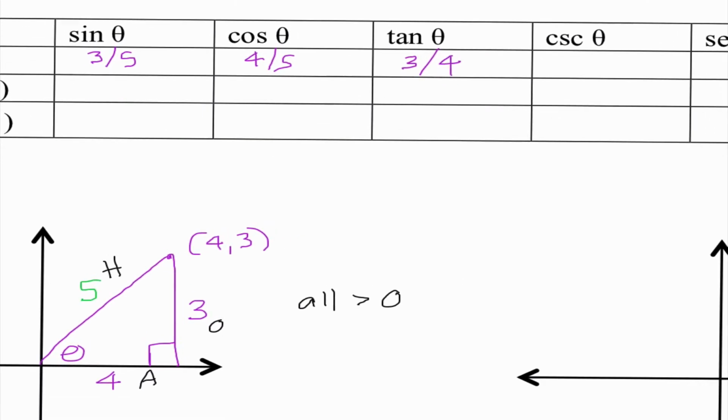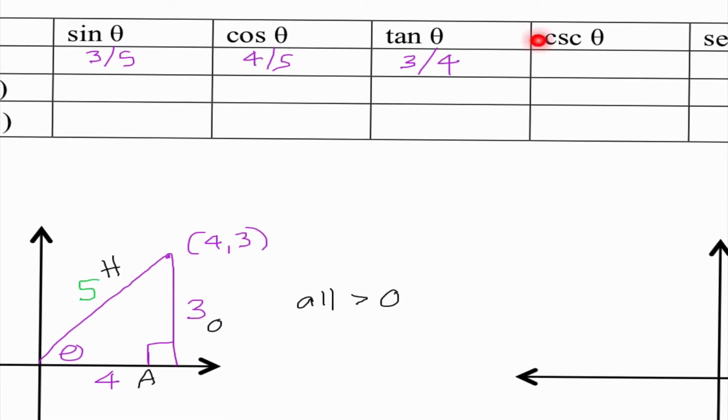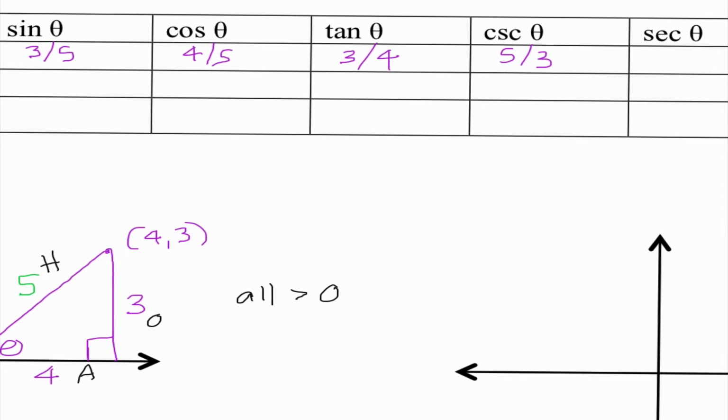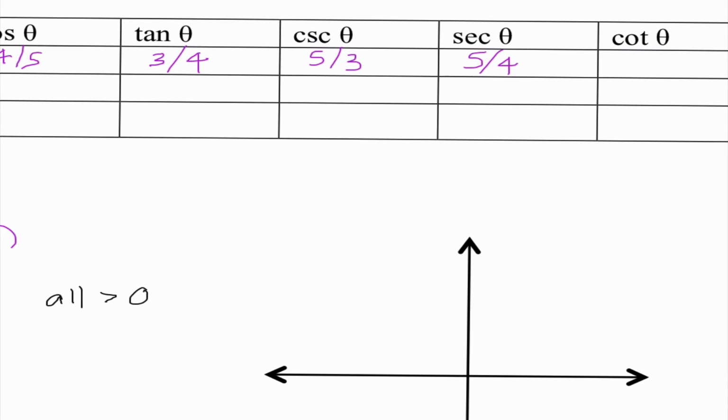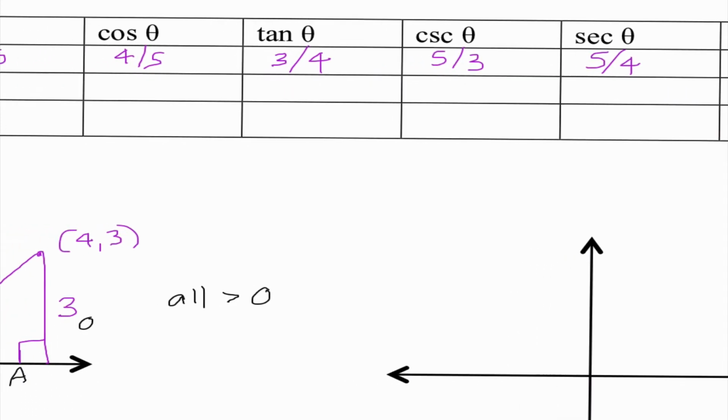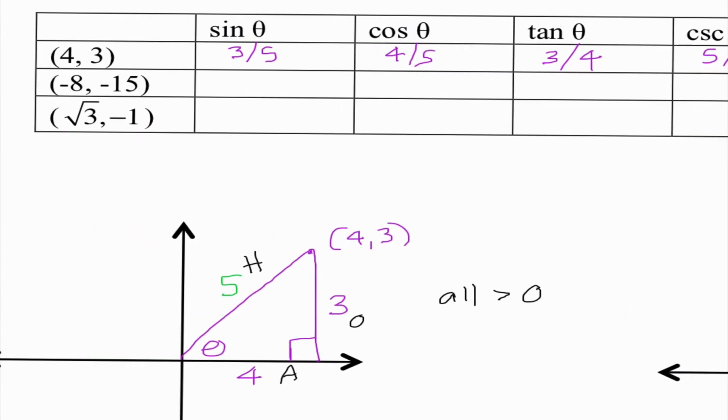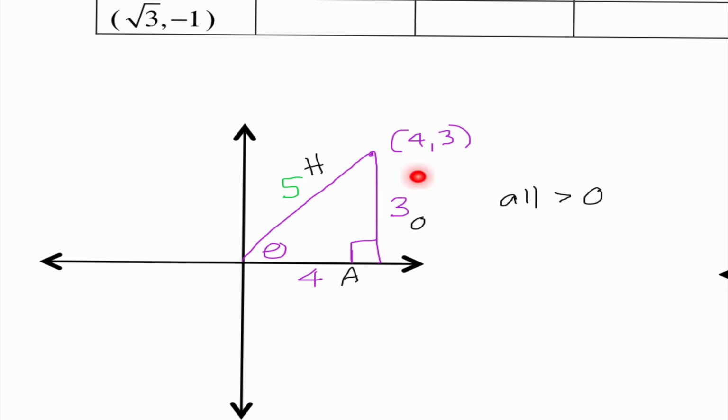Now we're going to deal with our 3 reciprocal functions. The reciprocal of sine is cosecant, so I have 5/3. The reciprocal of cosine is secant, so I have 5/4. And the reciprocal of tan is cotangent, so I have 4/3. It would make sense that all 6 of these are positive ratios because our triangle was in quadrant 1 and all trig functions are positive.